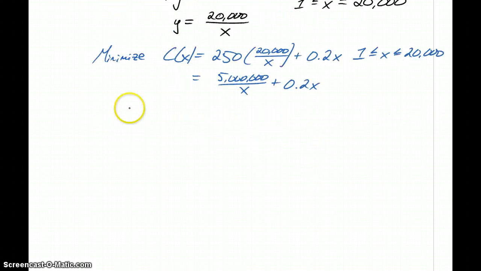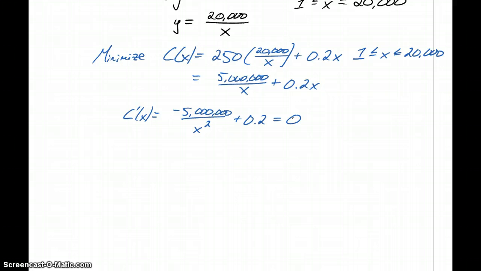So now we proceed in the same way as before. We'll find any critical values. So we'll take the derivative of our cost function, which will be negative 5 million over x squared plus 0.2. So we take our derivative, set it equal to 0, which is going to give us x squared equals 5 million over 0.2, which is 25 million.